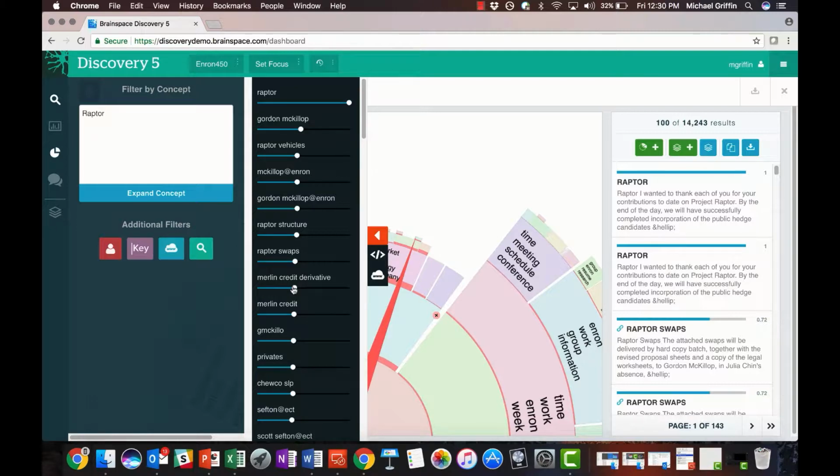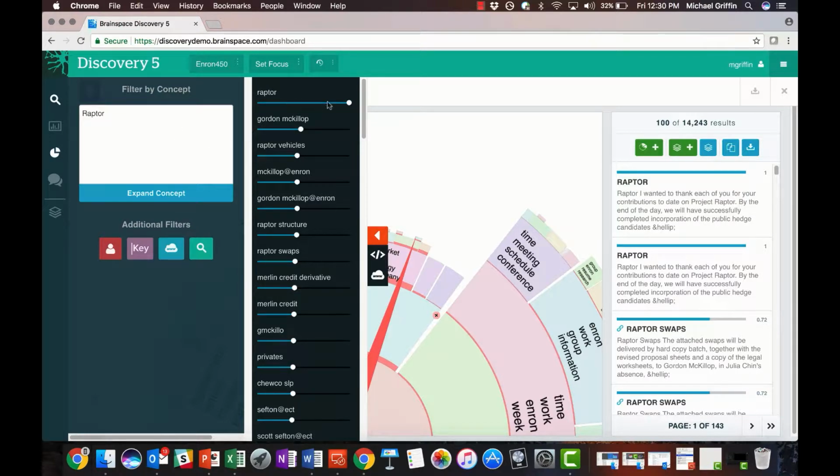And really, one of the things that's interesting about this is that it's able to show you those connections in an unbiased way, right? It doesn't know that Merlin Credit is the finance vehicle that's tied to Raptor. It just happens to show up in the text enough times, and the pattern emerges that gives us this relatedness, this conceptual connection between these terms.